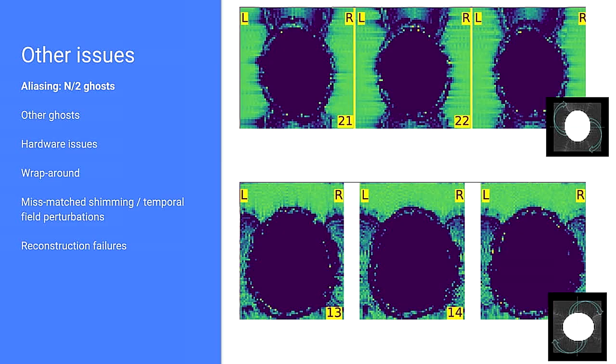More issues are N/2 ghosts, which happen because we acquire in Fourier space, and basically it's a cycle space, and when the axis doesn't have enough bandwidth, we will have replicates of the object coming in from both sides.